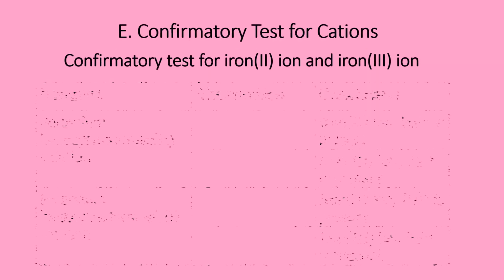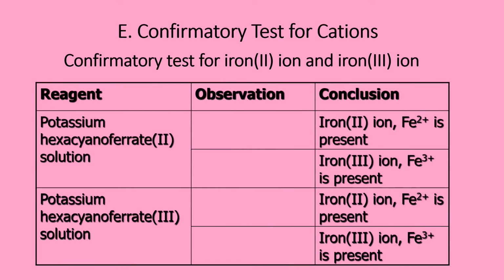Confirmatory test for cations. Now we go to the first two, which are iron 2 and iron 3. How to differentiate between iron 2 and iron 3? We have two substances which will become the reagents to identify the iron 2 plus ion and iron 3 plus ion. Now we go to the first one.